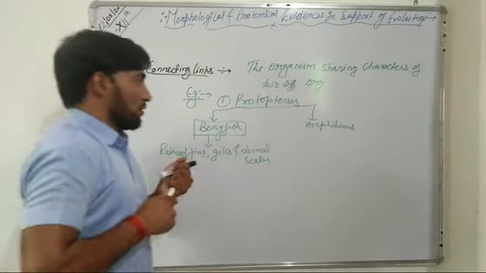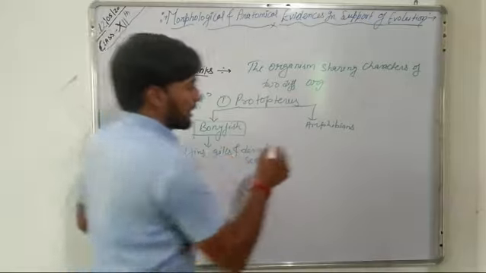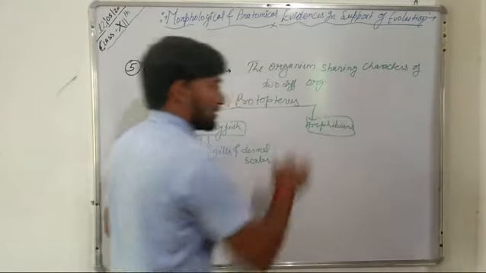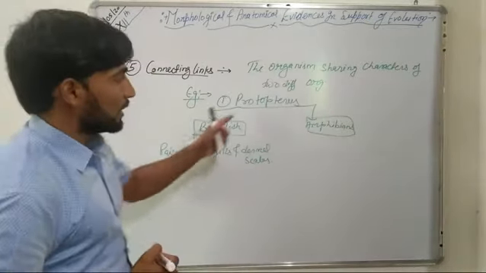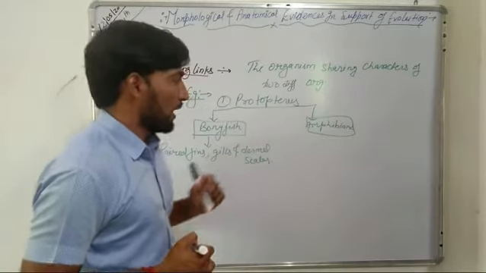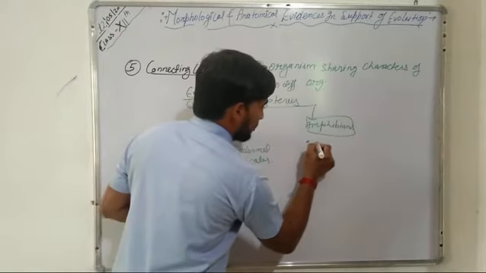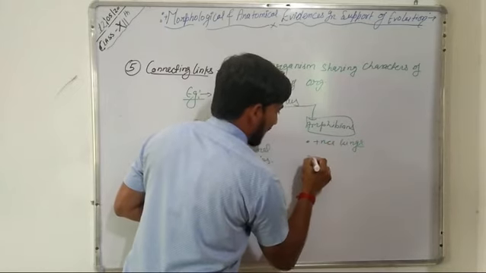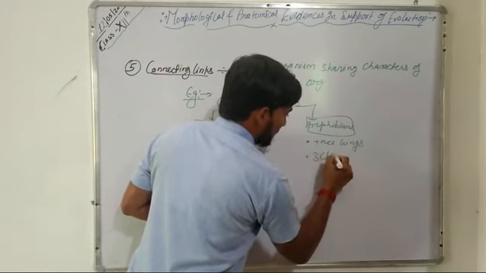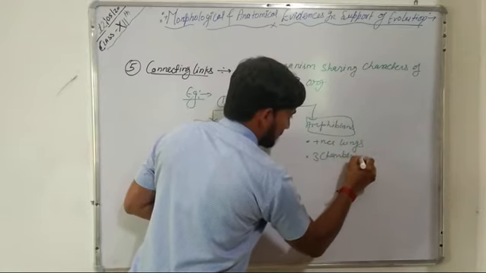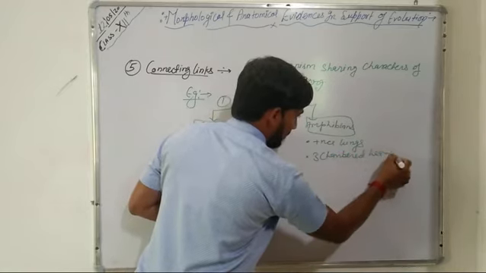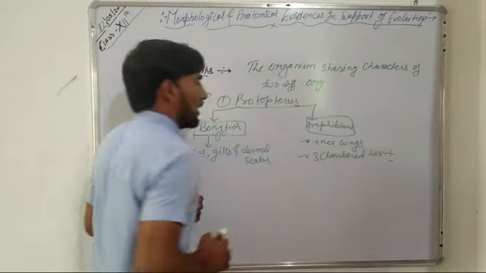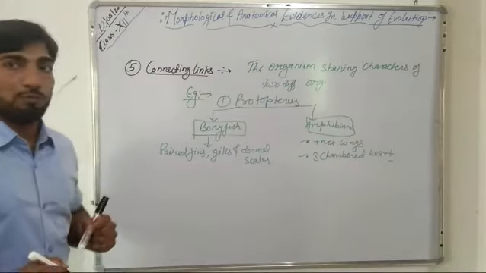Now this Protopterus also shares the characteristics of amphibians. What are the characteristics that Protopterus shares with amphibians? That is the presence of lungs and a three-chambered heart. So these are the two characteristics of amphibians present in Protopterus.